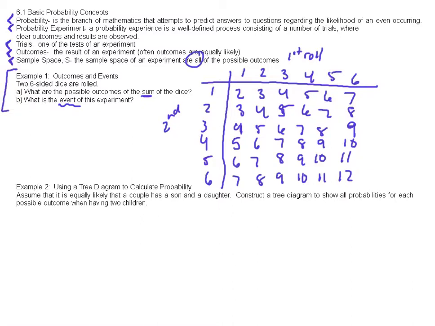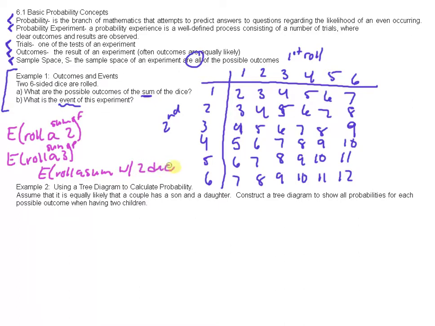Okay, and what's the event? So the event here, we can see the event that we roll a sum of 2, the event that we roll a sum of 3, just to be a little bit more exact. Okay, those would be the events. The event that you roll a sum with 2 dice. Okay, and we're going to see this chart come back many times during this course.